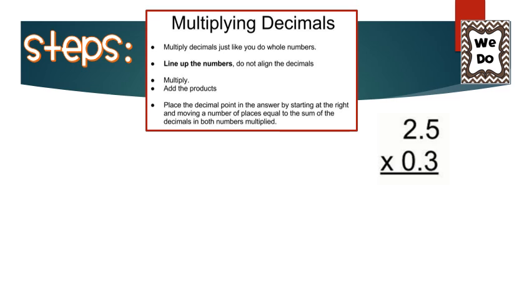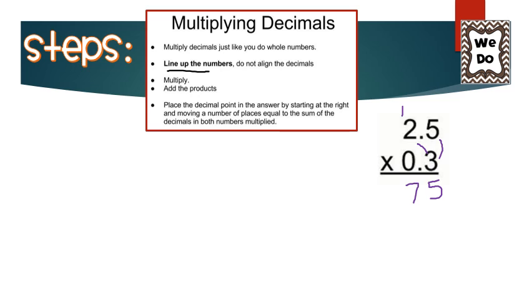Okay, so let's have a look at what we do here. Our numbers are aligned. We have lined up our numbers to the right, 2.5, 0.3. In this case, our decimals do line up, and that's okay. So now we have to multiply. So let's go ahead and just start multiplying. 3 times 5, 15, leave the 5, carry the 1. 3 times 2 is 6, plus 1 is 7.